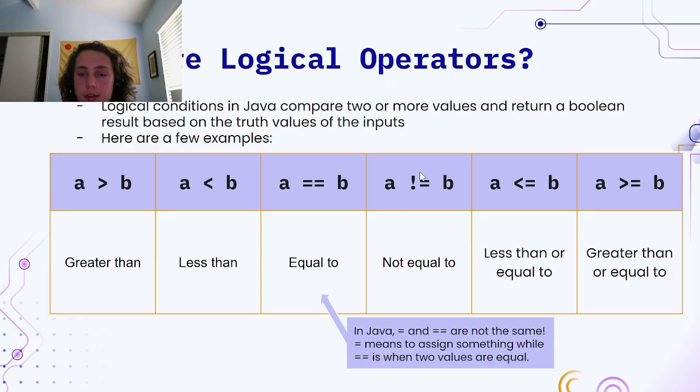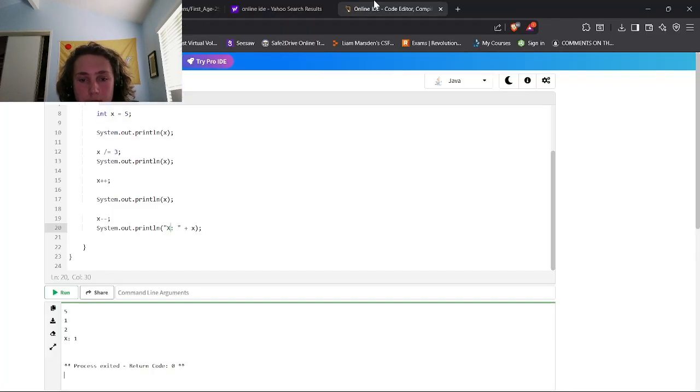Not equal to, which is an exclamation point equal to, is also the same. It's just the exact opposite. So it'll return true if these two values are different. And then less than or equal to and greater than or equal to, you should probably know them from math, I would assume. So let's put these into practice.